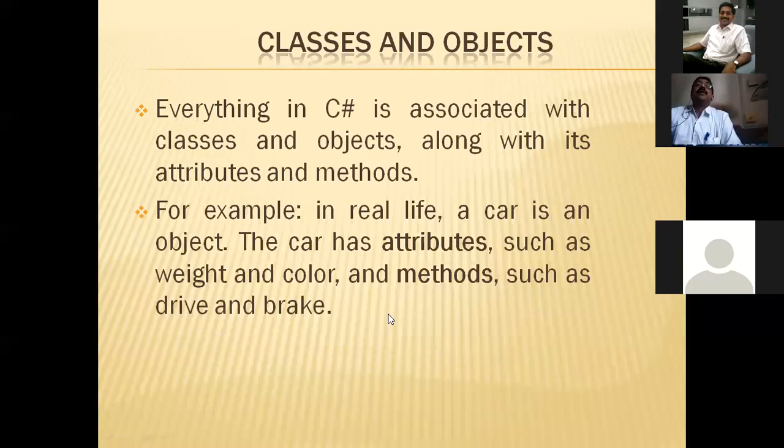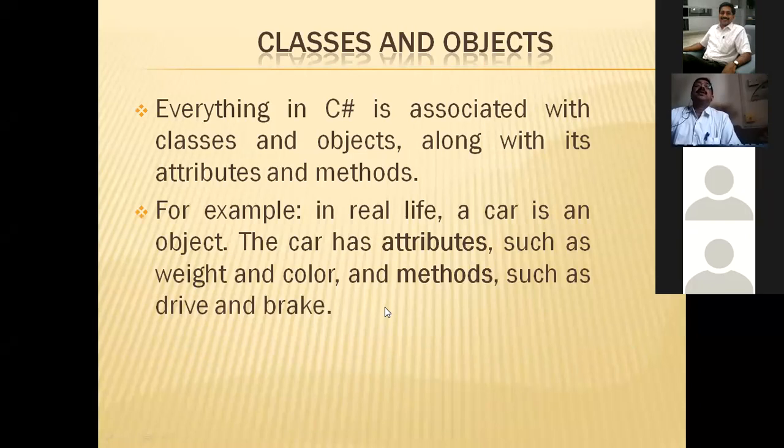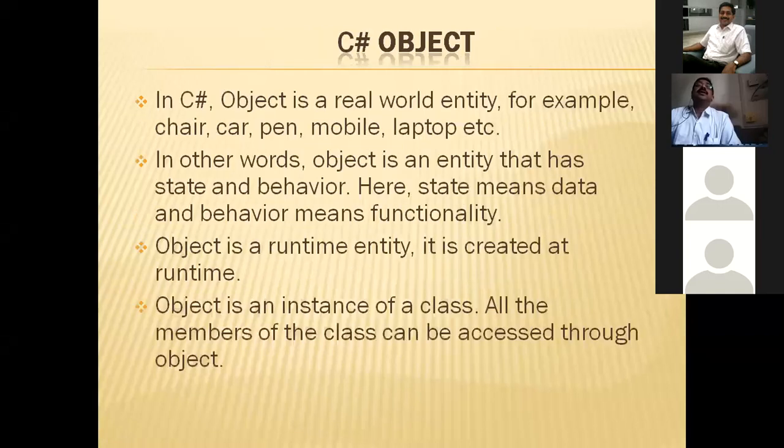So everything in C# is associated with classes and objects along with their attributes and methods. For example, if in real life a car is an object, the car has particular attributes such as weight and color, and methods such as drive and brake. We have already taken a revision for that. So what are C# objects?